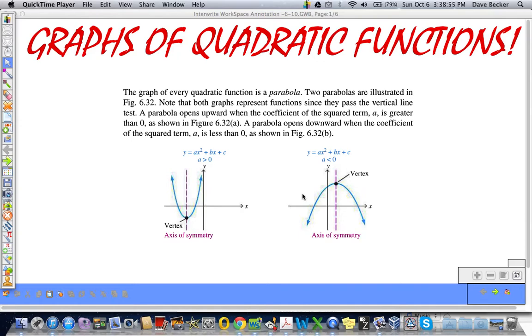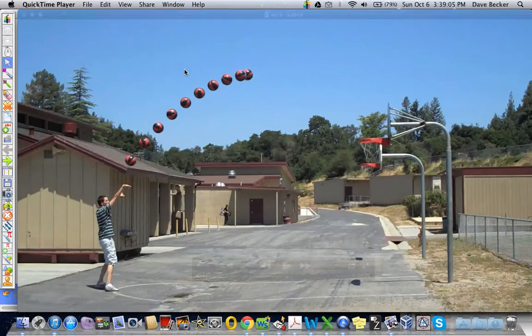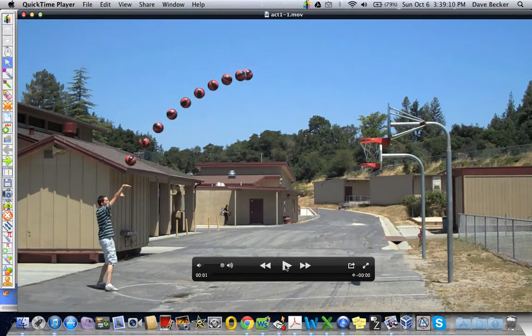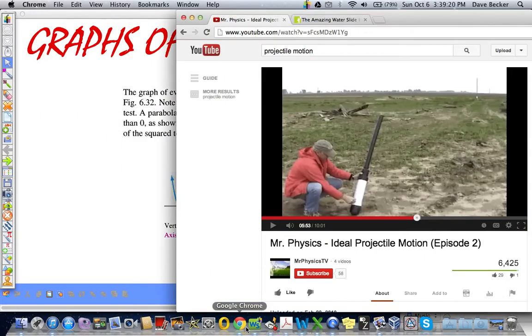Projectile motion: any object that goes in the air or is projected into the air travels in the path of a parabola. For example, this basketball. Now it doesn't go all the way, but you can see how the path is parabolic. Okay, and I got a couple other examples here. If you can see, there's going to be an apple coming out of here.